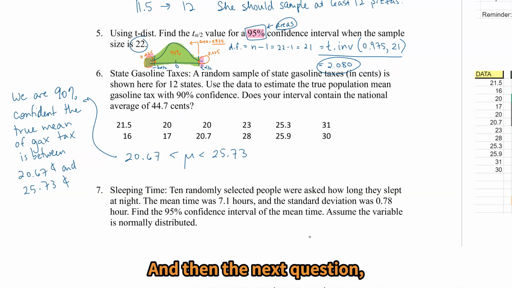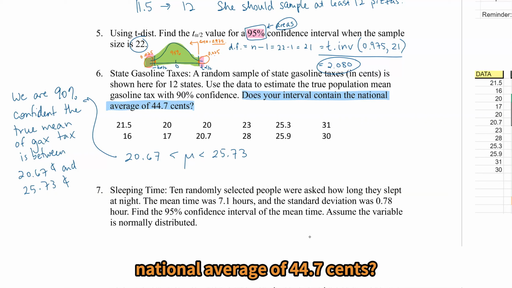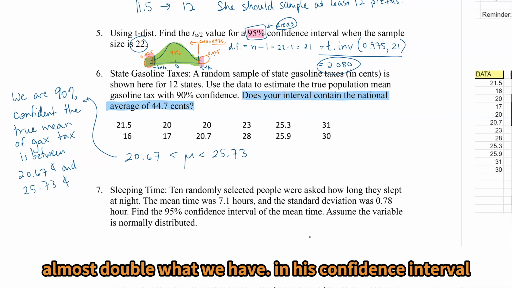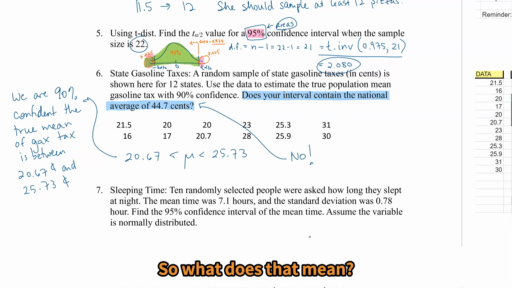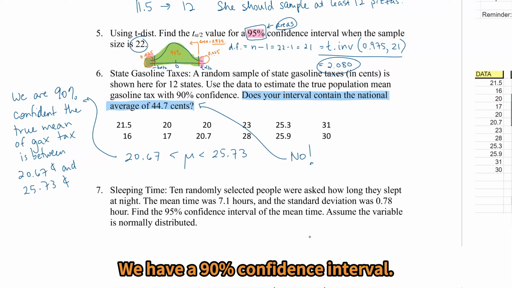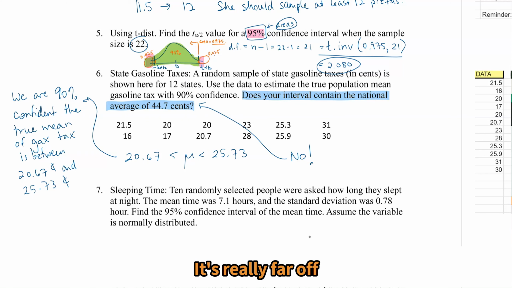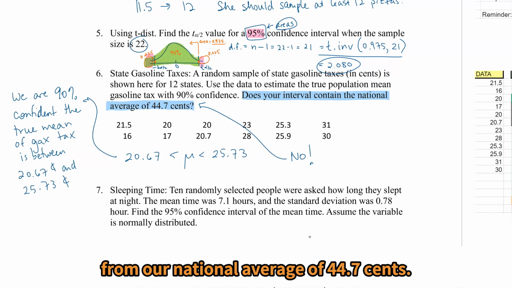And then the next question, does your interval contain the national average of 44.7 cents? No, not even close. 44.7 cents is almost double what we have in this confidence interval. So what does that mean? We have a 90% confidence interval. It's really far off from our national average of 44.7 cents.